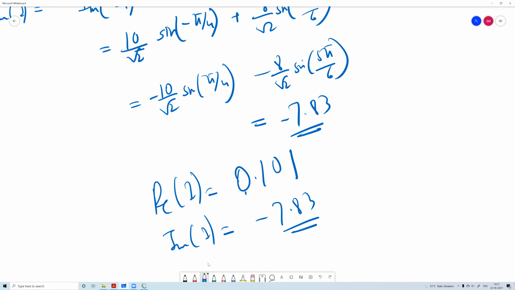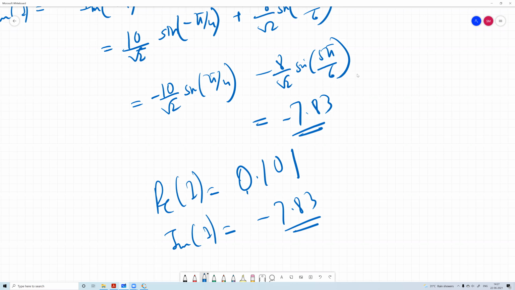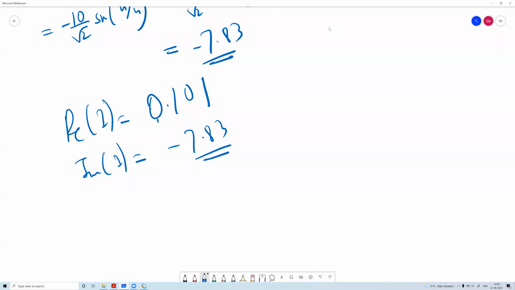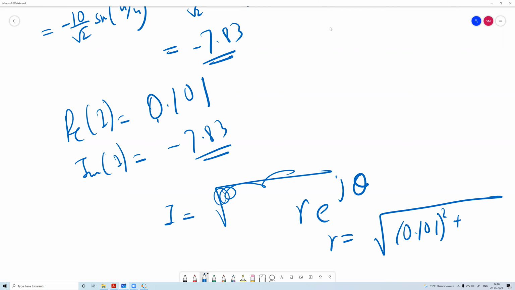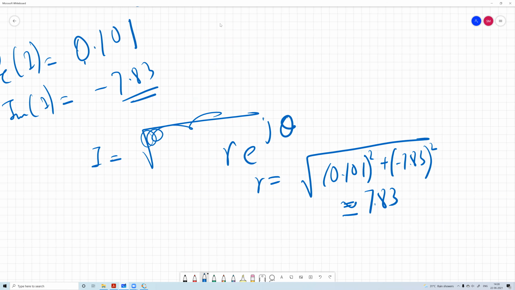So if I want to write it in the magnitude and the phase form, which is required because we have to plot them ultimately in the VT form, so IT form, this would be I equal to R e to the power of j theta, where R is equal to the square root of 0.101 squared plus 7.83 squared. Okay, so this is more or less 7.83. Let's check. And what is the theta part? Theta is tan inverse of minus 7.83 by 0.101.